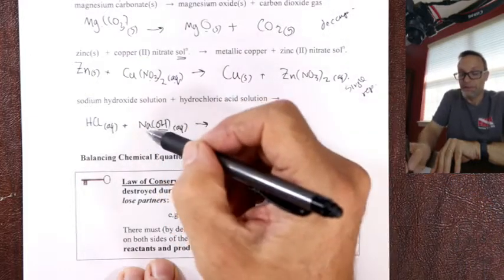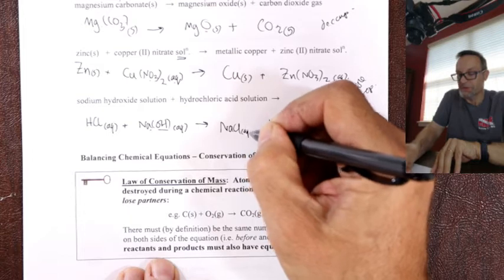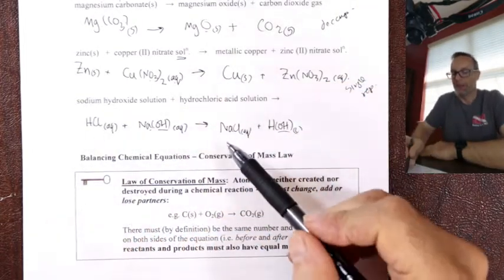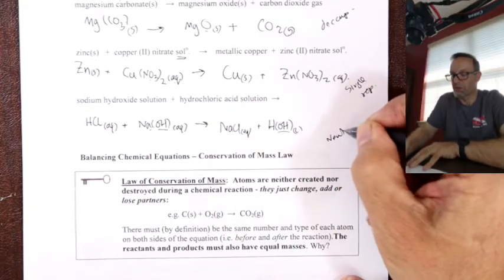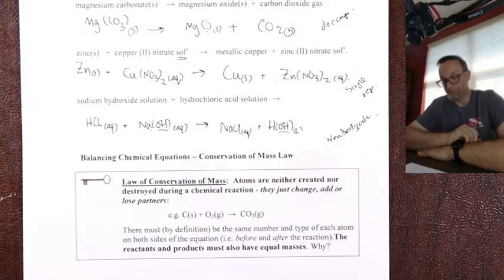And then Na hooks up with Cl. And we know that's dissolvable. There we go. All right. Acid plus base makes salt plus water. Okay, so that's a neutralization. Fair enough. All right.